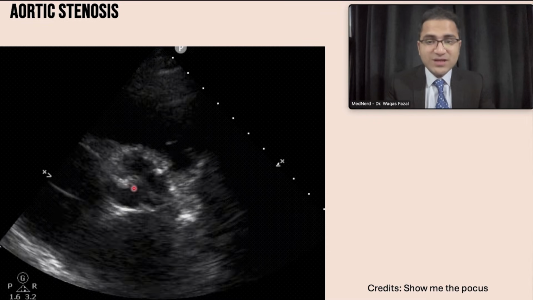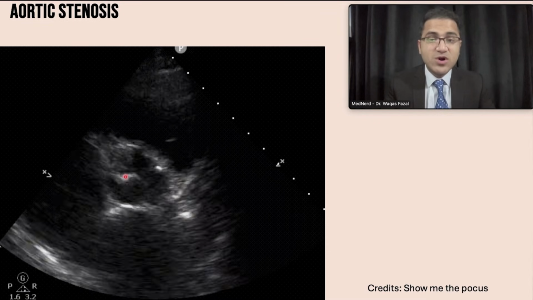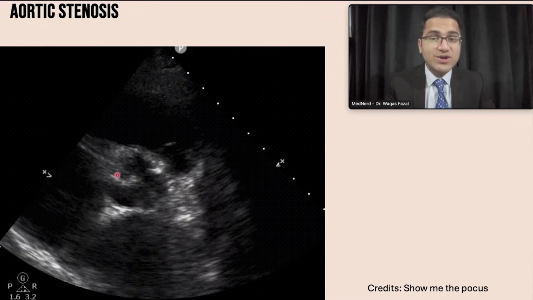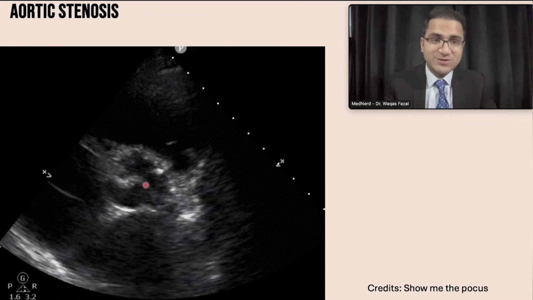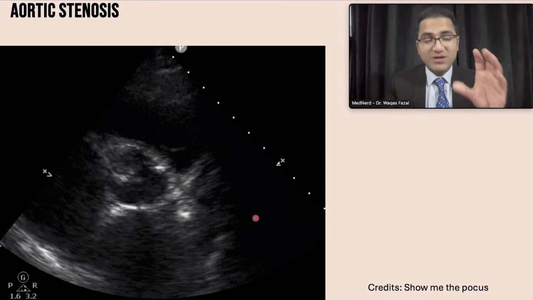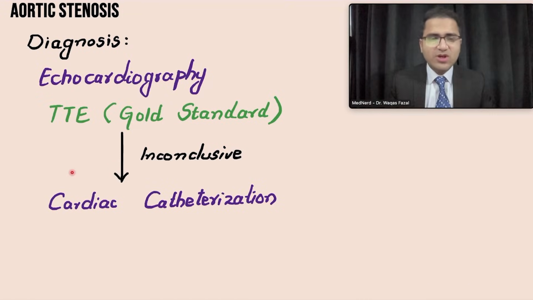Now in this video you can see that the valves are not opening properly, and this is an ultrasound showing aortic stenosis. This video has been taken from the website Show Me the POCUS, which is an amazing website for these echoes. If you do not properly understand the video, it's totally okay. For exams, you don't need to remember these echoes. Cardiologists are meant to do these echoes properly. Just have an idea that echocardiography is the investigation where you see aortic stenosis.